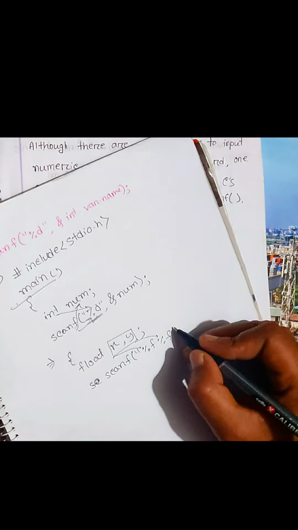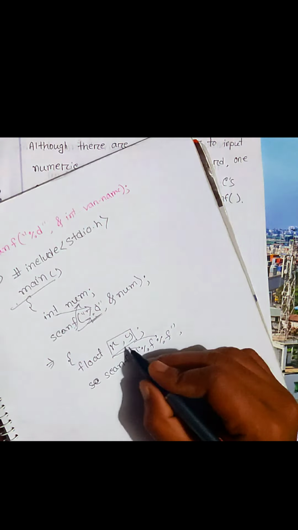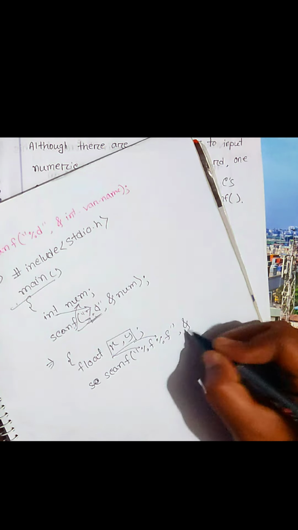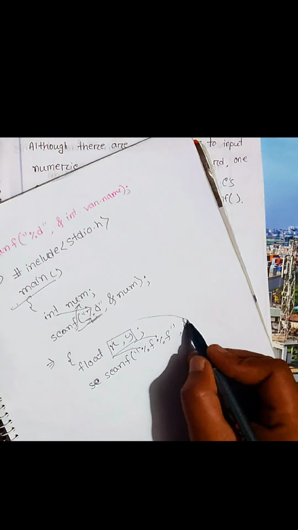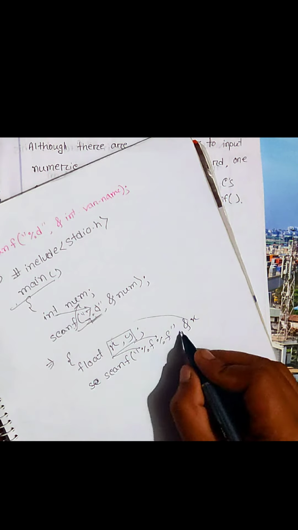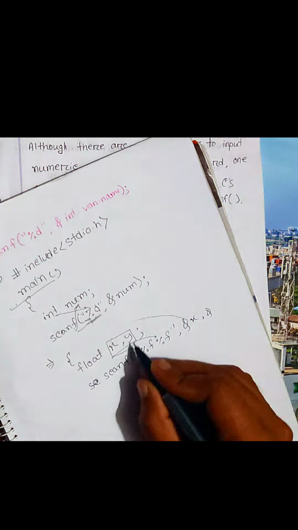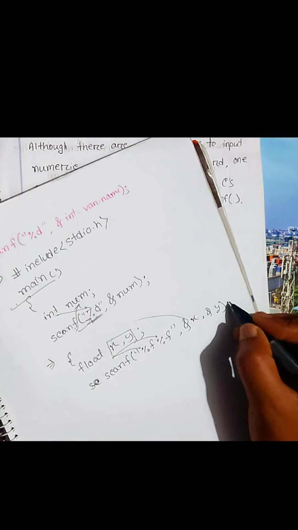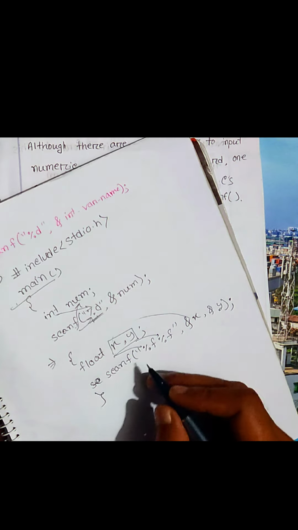Now close the quotation, comma, ampersand, to get input from which variable. First one it will be x, and again comma, ampersand y. This is an example of float.